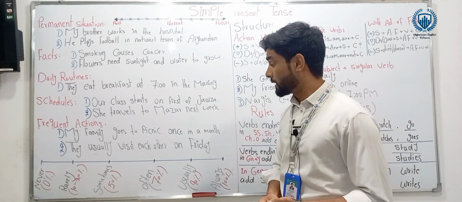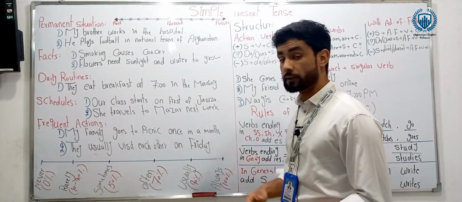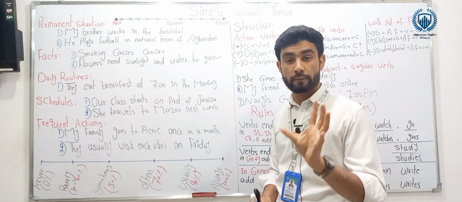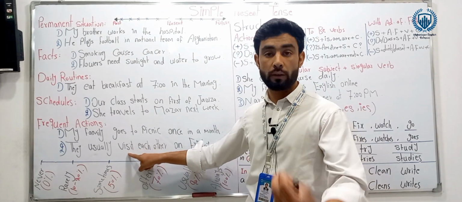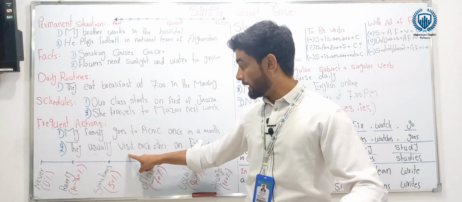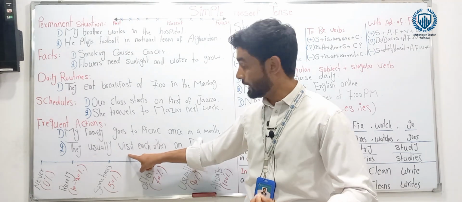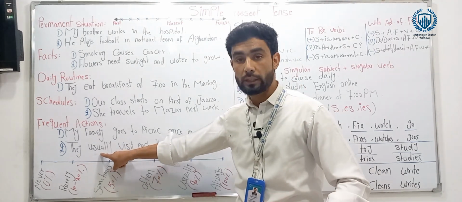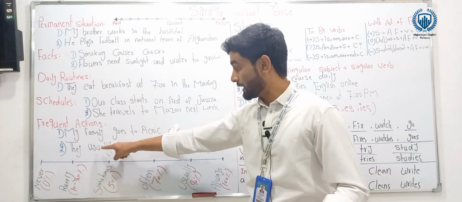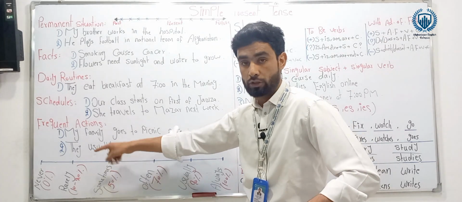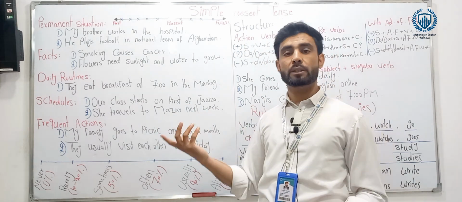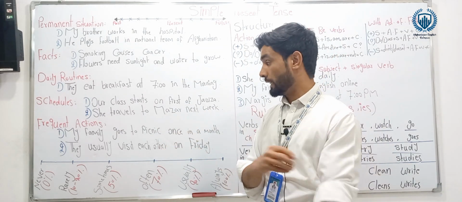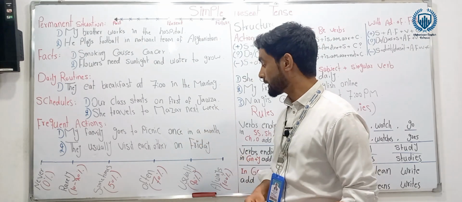Second sentence: They usually visit each other on Friday. They visit each other. How often do they visit? How much is the repetition of the action? So usually in Dari we say ma'mulan. So it's a repetition of the action. Ma'mulan, it's an indefinite adverb of frequency, but still it shows the repetition of the action. So they usually visit each other on Friday.